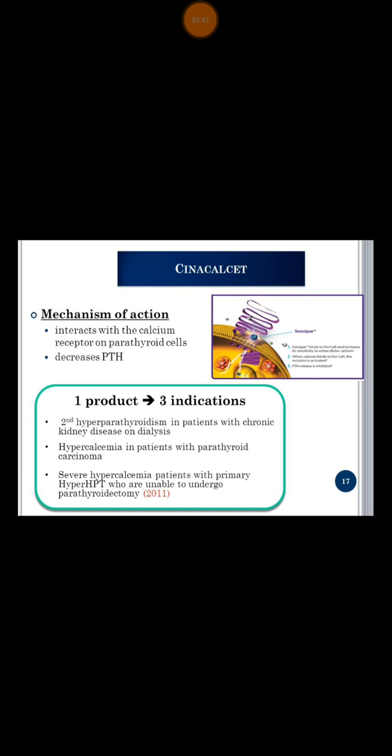The mechanism of action of cinacalcet is that it interacts with the calcium receptor on parathyroid cells and thus decreases parathyroid hormone release. They are sometimes called calcimimetics.